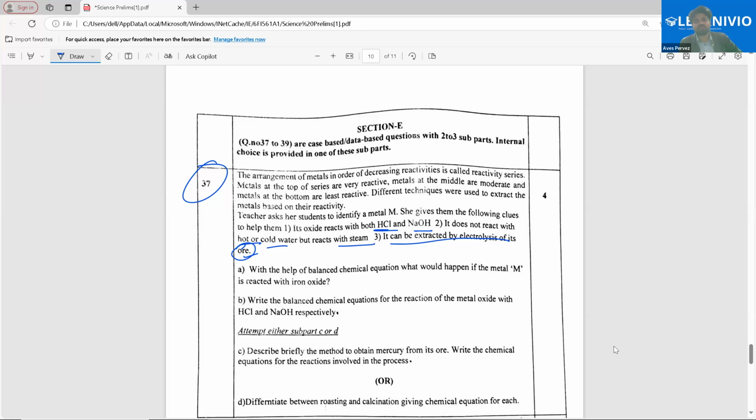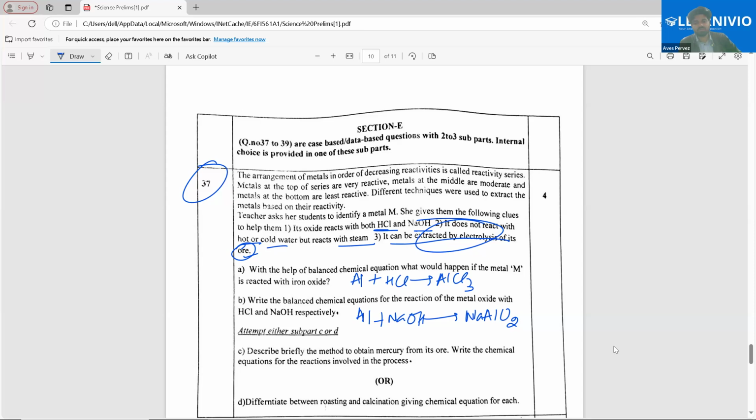Because aluminium reacts with steam, but aluminium is extracted by the electrolytic reduction method. समझ आया? Aluminium when it reacts with HCl gives you AlCl3. Aluminium when it reacts with NaOH gives you sodium aluminate, NaAlO2.